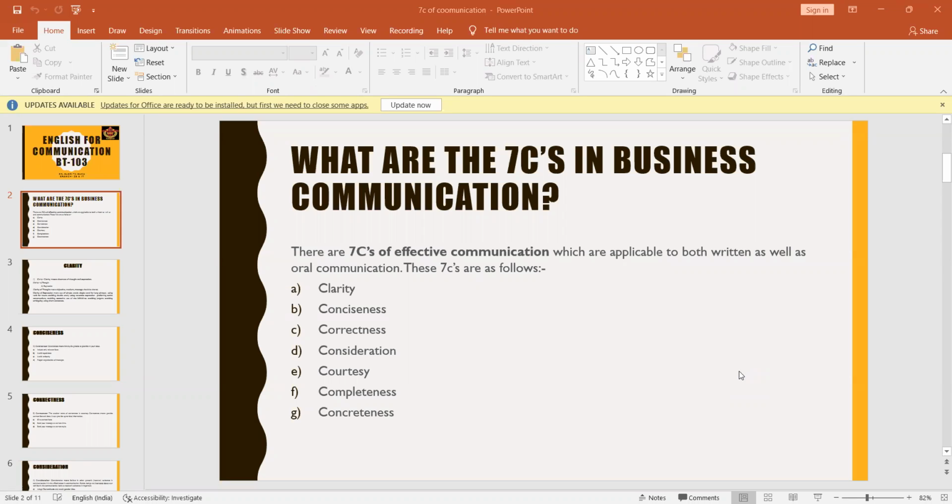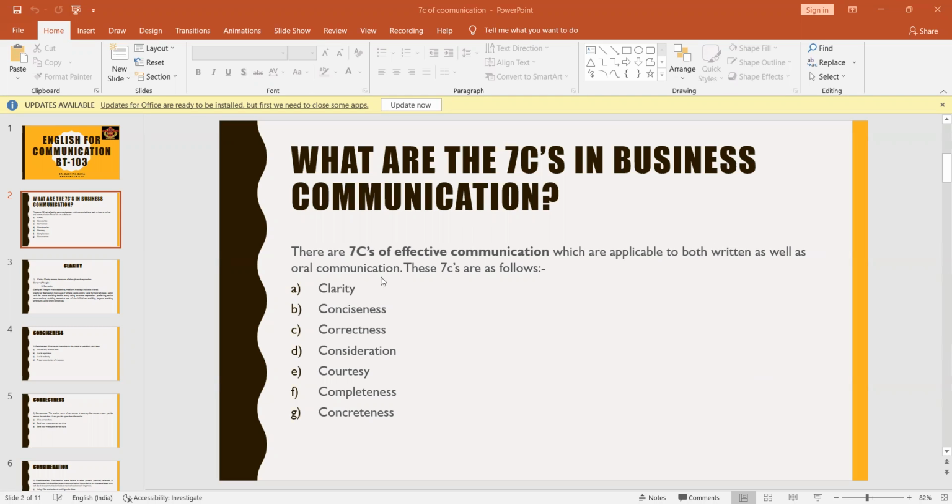Today, I will continue a question. What are the seven C's in business communication? So I am starting the question: the importance of the seven C's in business communication. There are seven C's of effective communication which are applicable to both written as well as oral communication. Why? Because the seven C's have a greater impact on business communication. These are the seven C's: clarity, conciseness, correctness, consideration, courtesy, completeness, and concreteness.